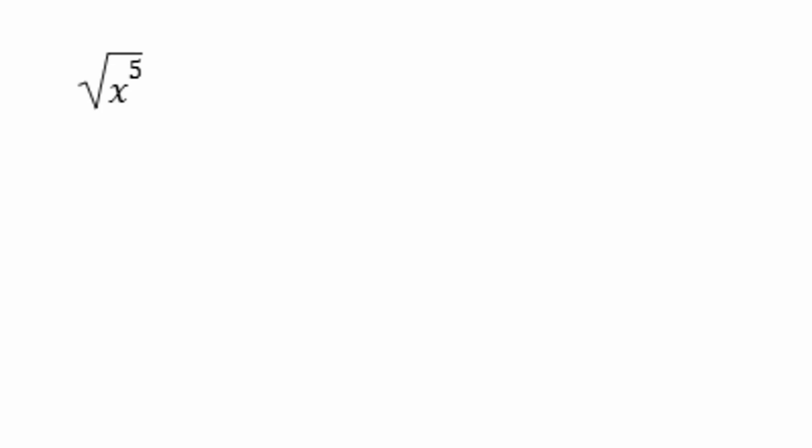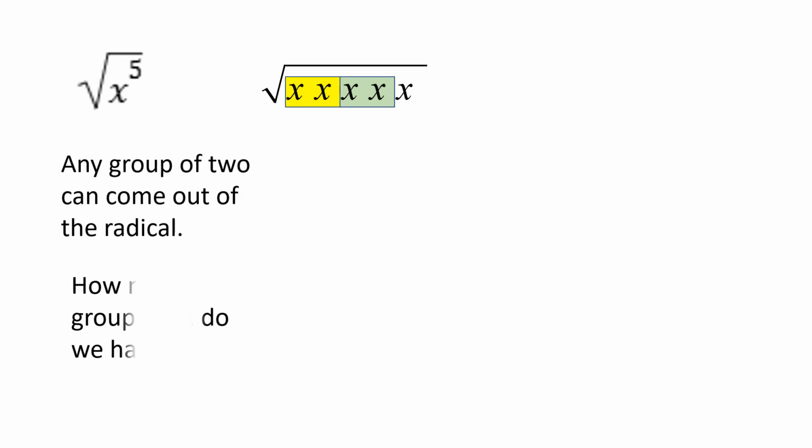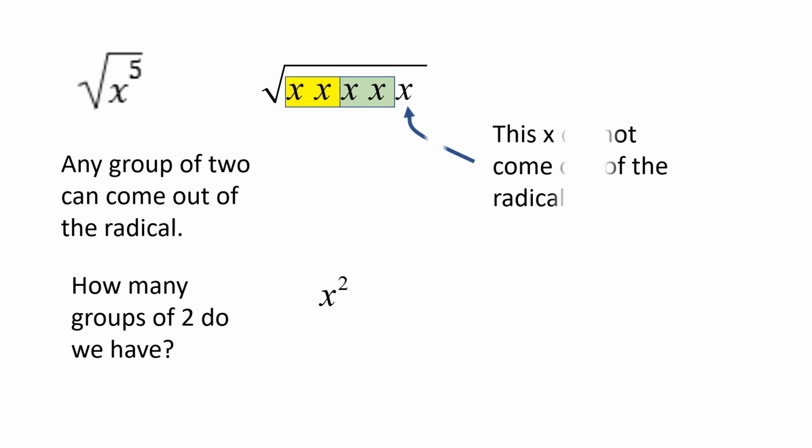Let's take a look at x to the 5th. So once again, I'm going to have 5 x's underneath my radical. I'm going to look at how many groups of 2 I have. So I have 1 group of 2, 2 groups of 2. So I can take that out as x squared.